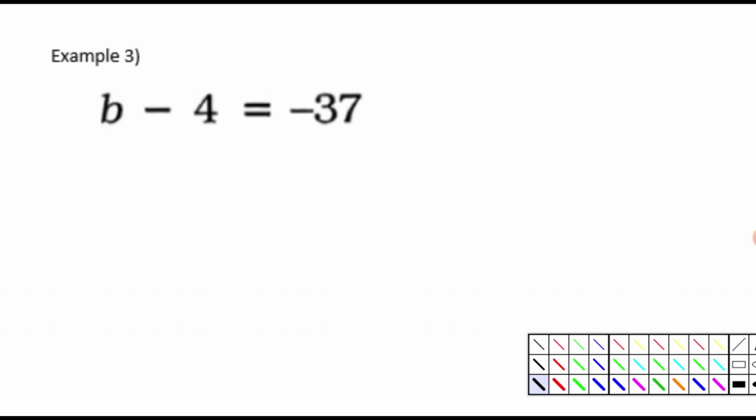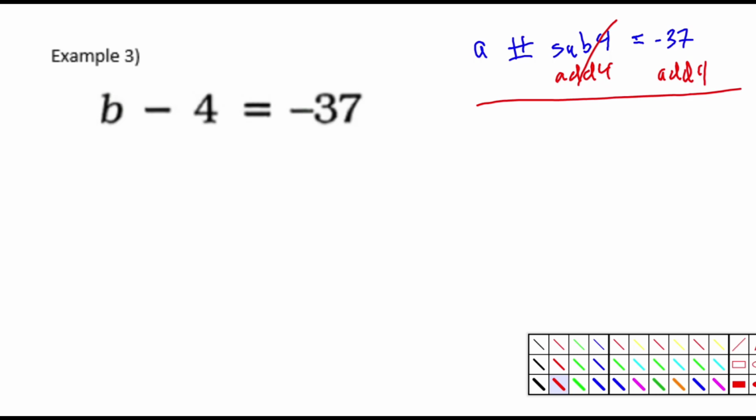Problem 3. Again, we could write this out in words. This is written nicely. So b is just any number. So a number subtract 4 is equal to -37. So now if I'm trying to solve this, what's the inverse of subtracting 4? I'm going to just add 4 to both sides. I'm going to add 4 to both sides of my equation, and these will cancel out, and I'll get some answer over there. So let's do that real quick.